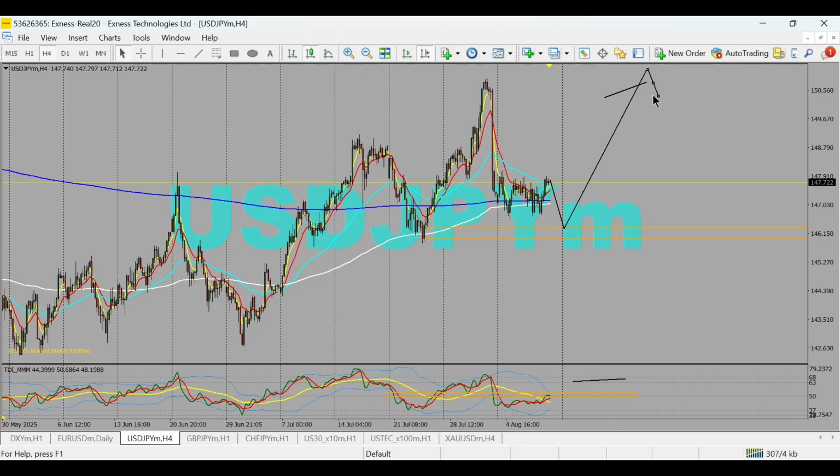So this is what I'm simply expecting on USDJPY. Okay, this is what I'm expecting on USDJPY. And I'm also expecting an MBL bounce there, close to the 50, and price will then continue going to the upside. So this is how the H4 is looking.